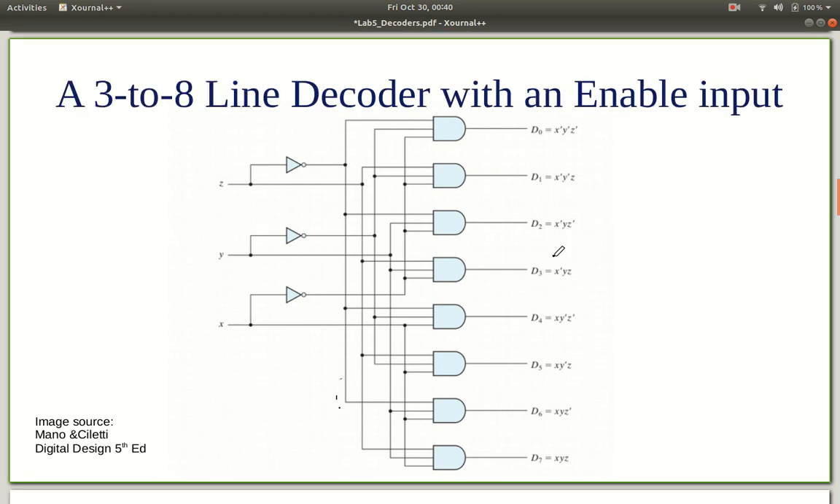It may be useful to have a decoder with an enable input. What that means is when the enable input is high, then this acts like a normal decoder, but when enable is 0, the decoder is disabled and all of the outputs are zeros. So how do we incorporate the enable input? We just pass that enable input to each of the AND gates. That's it. We pass the enable input to each of these AND gates, and so on.